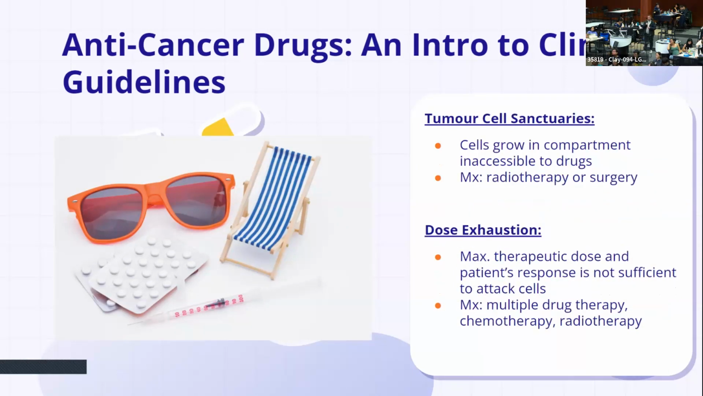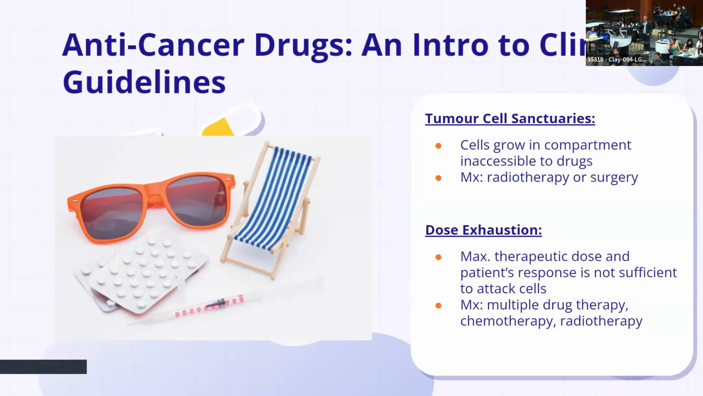The other two words you need to know about are tumor cell sanctuaries and dose exhaustion. Tumor cell sanctuaries is exactly what it says. It's a sanctuary for tumor cells to grow. A good place for that is in the brain, where drugs can't pass over the blood-brain barrier. And so in that case, the management is radiotherapy or surgery.